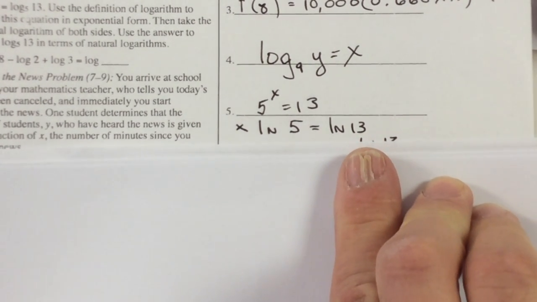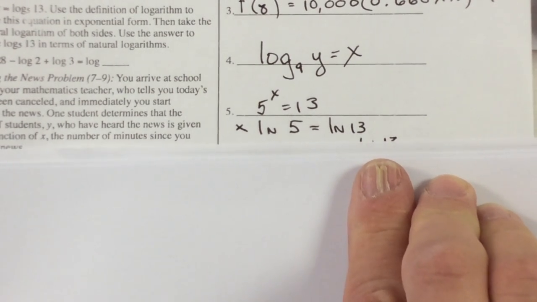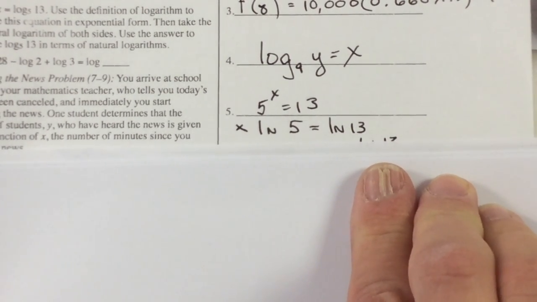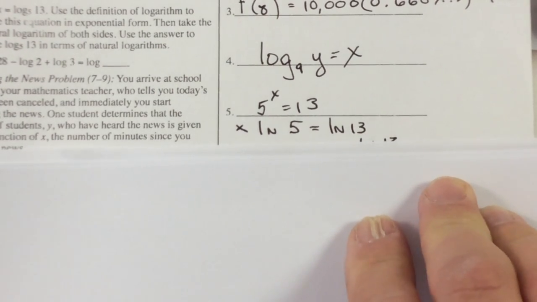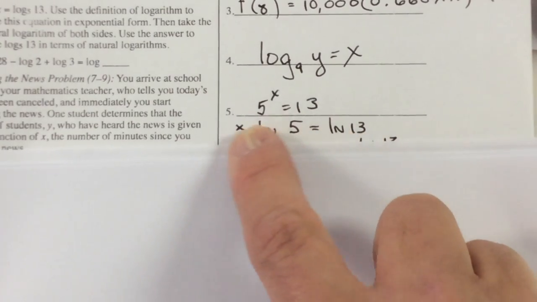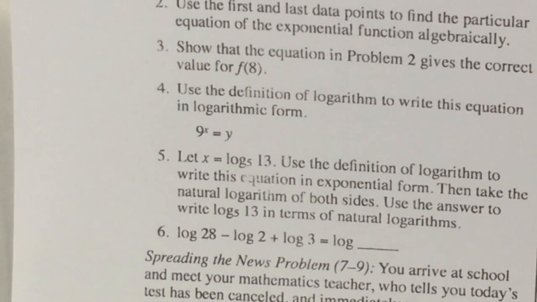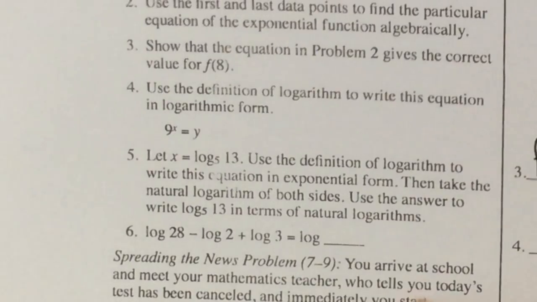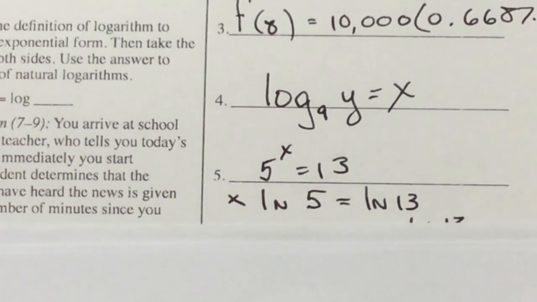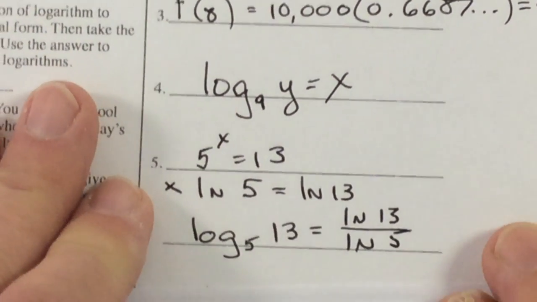And then what does it say that we're trying to do? It says use the answer to write log base 5 of 13 in terms of natural logarithms. Is log base 5 of 13 anywhere here? x is log base 5 of 13. So if we want to write log base 5 of 13 in terms of natural logarithms, really all we have to do is divide both sides by the natural log of 5.